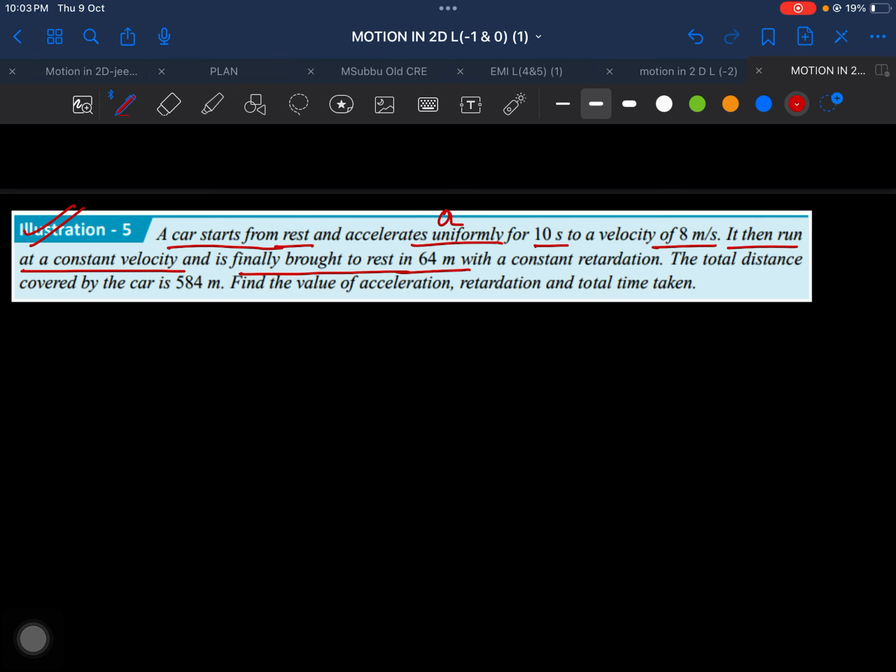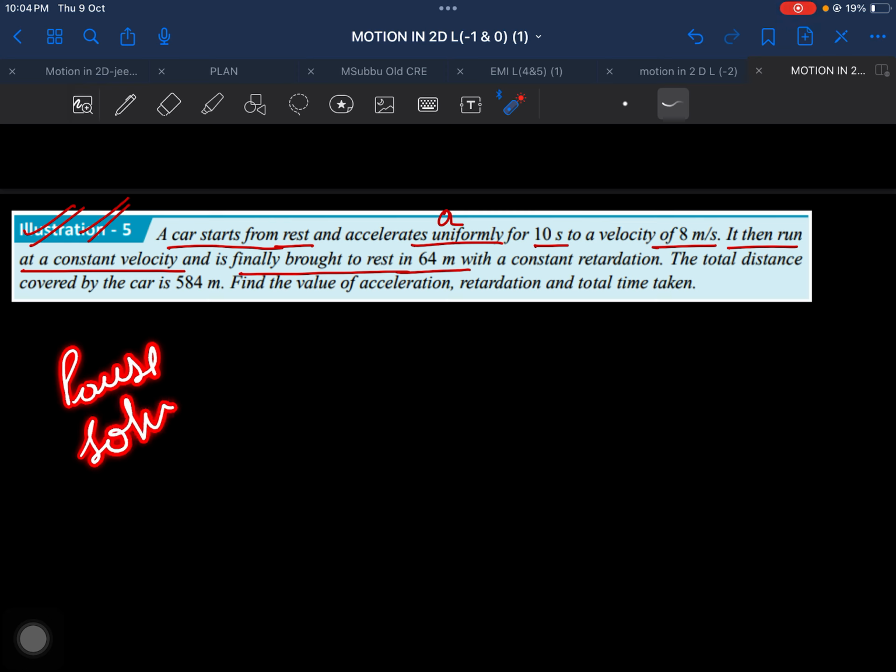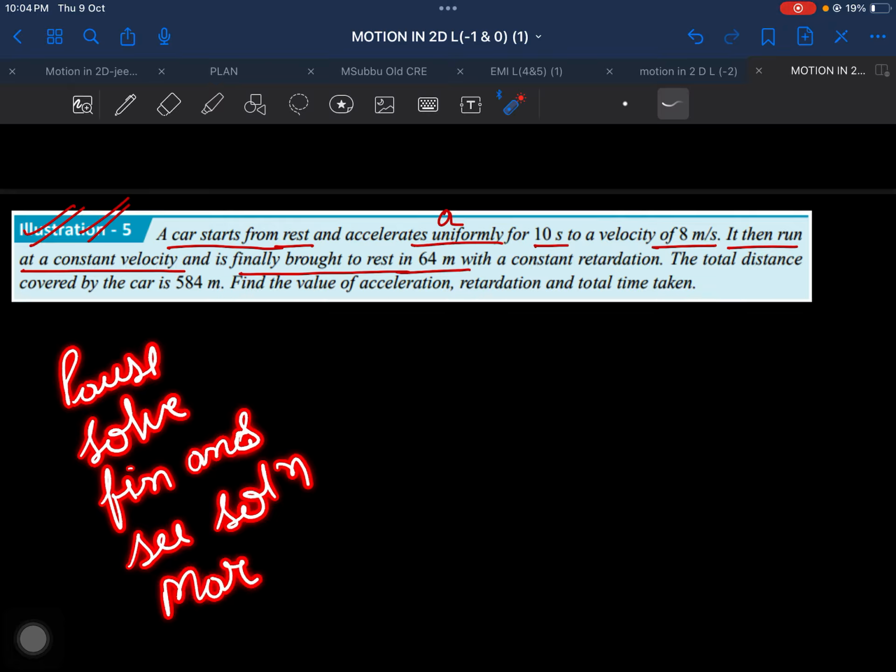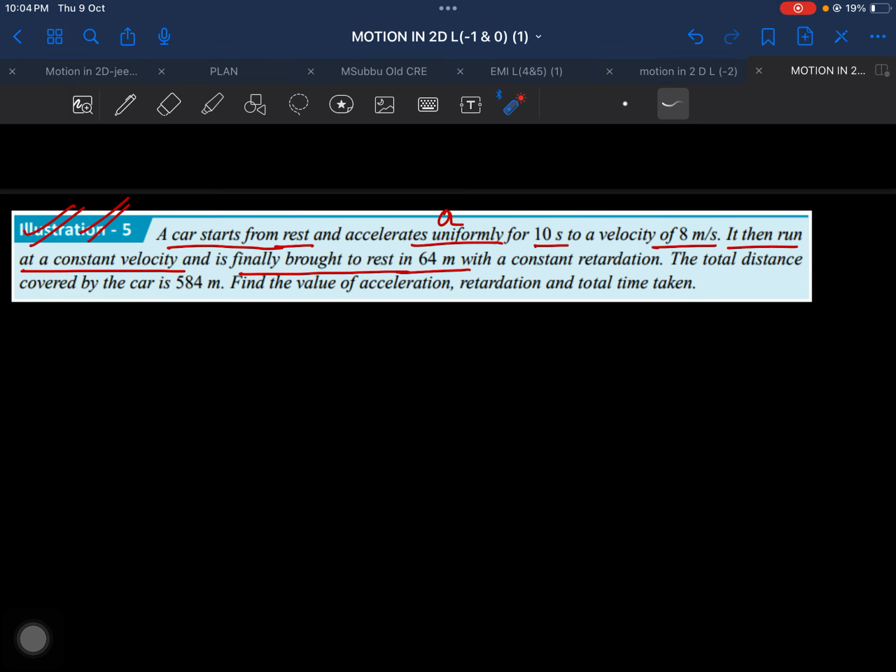Okay students, so just pause the video. Solve it, find the answer, and then see the solution and mark your learnings. Students, this is what you have to do when I solve any question.